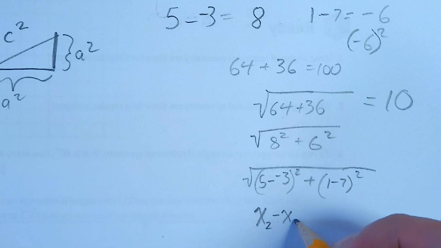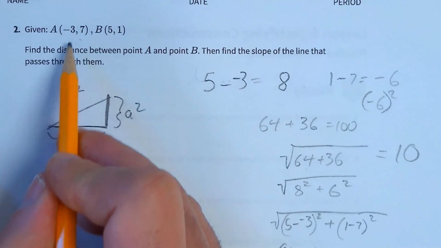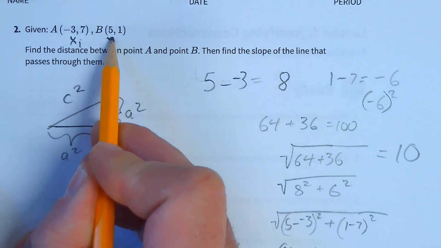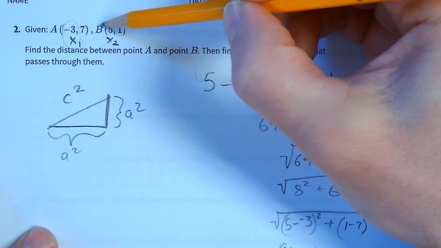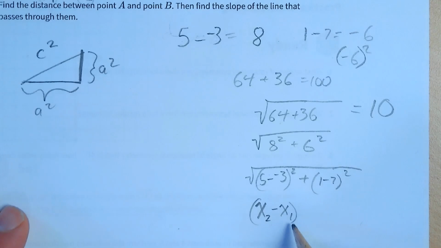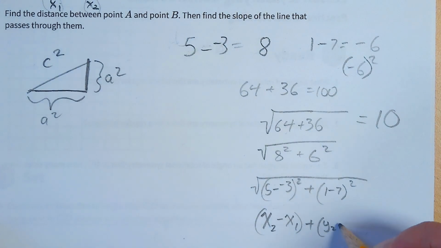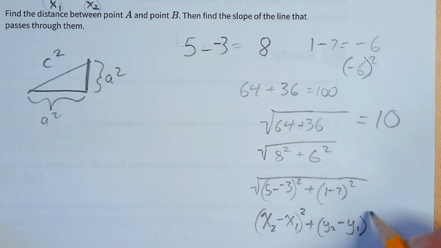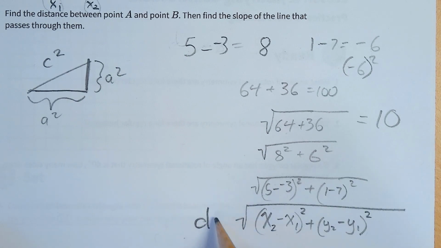And this is actually x2 minus x sub 1. Those are the 2 x coordinates from the very beginning. And these are the 2 y coordinates. I'm not going to go back up. You can actually put either x sub 2 or x sub 1 first, as long as you do the same thing for the y's. And then we square them, and we end up square rooting the whole thing, and this is actually the distance formula.